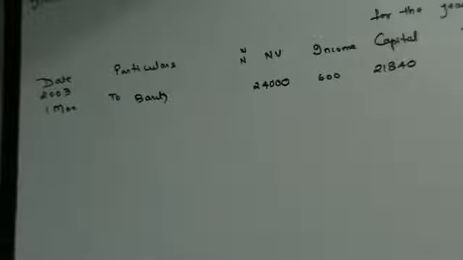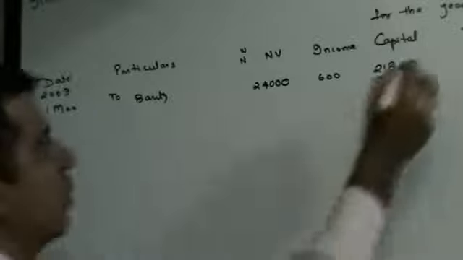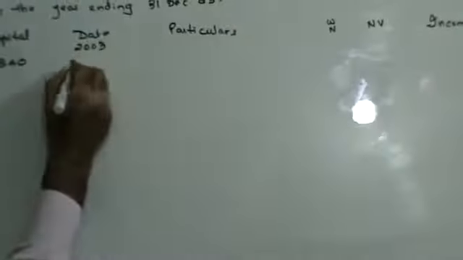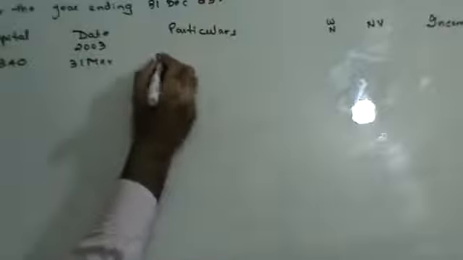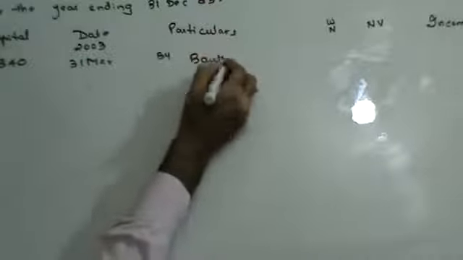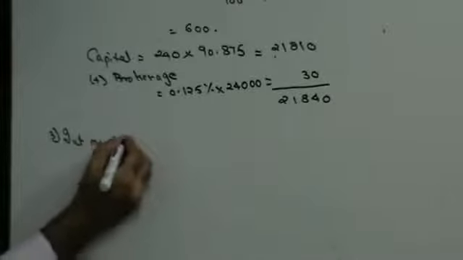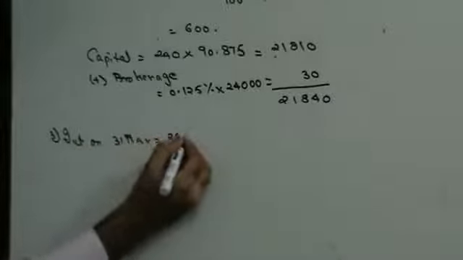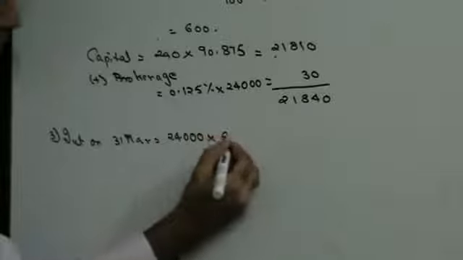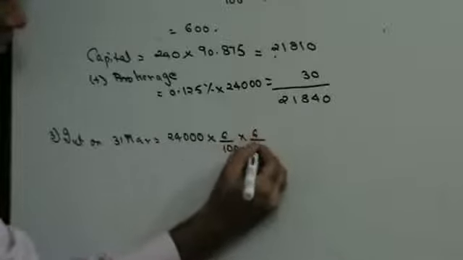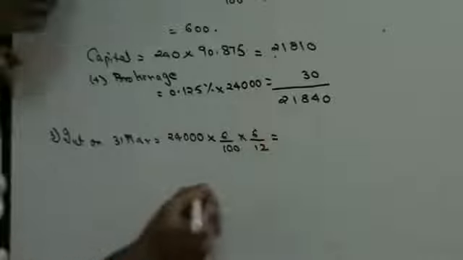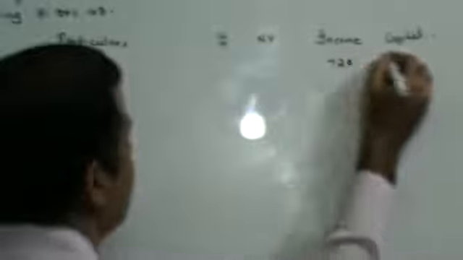Okay, let's move on ahead. 15th June. Before 15th June there is going to be 31st March. So in 2003, 31st March, by bank, you have to pay your interest. Interest on 31st March, 24,000 into 6% for 6 months. Can someone please help me calculate this? 720. So the interest is 720.